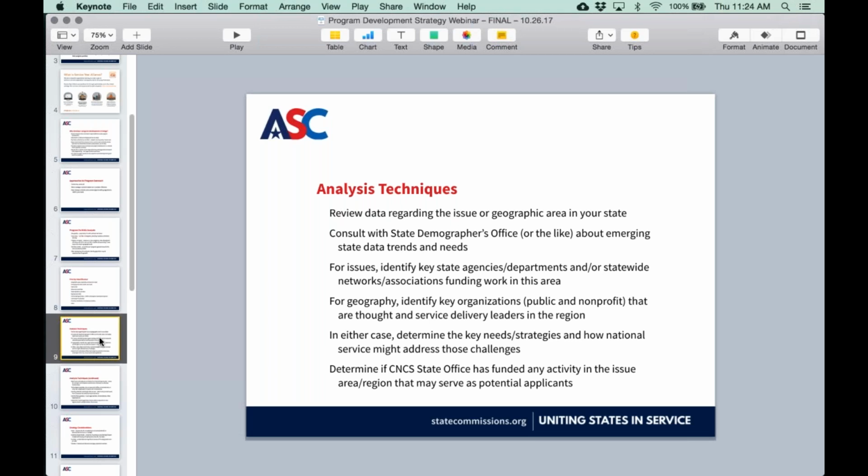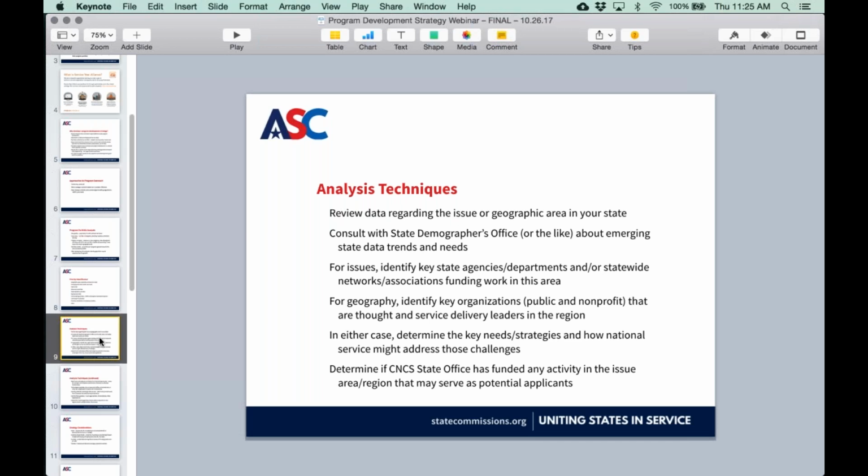For issues in particular, we want to encourage you to identify key state agencies and departments or other statewide networks and associations that fund work in this area. A great example would be in Washington State, where Serve Washington partners with the Washington Department of Veteran Affairs to support their Washington Vet Corps. They identified a key state agency in an issue area where they felt National Service could play an important role, and they were able to work with them to develop that program and support it over the years. Identifying those key state agencies and departments is really helpful. Also, they could potentially be a source of matching funds for the AmeriCorps dollars as well.